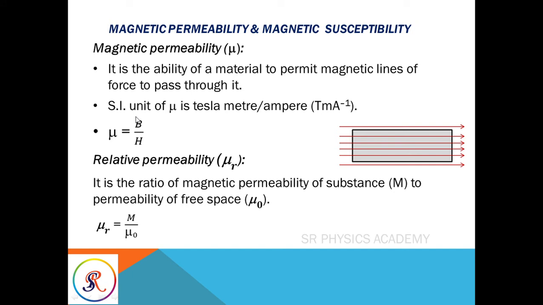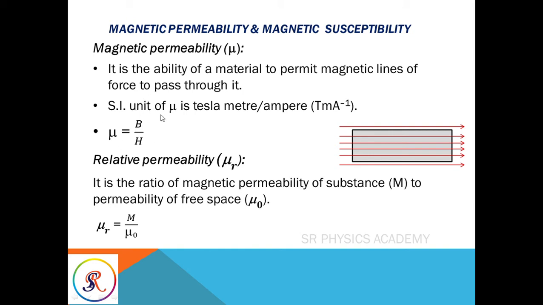Next is, what is magnetic permeability? Magnetic permeability is the ability of a material to permit magnetic lines of force to pass through it. Permeability is the measure of the extent to which a material can be penetrated by a magnetic field. The magnetic permeability of a material is defined as the ratio of its magnetic induction B to the magnetic intensity H.